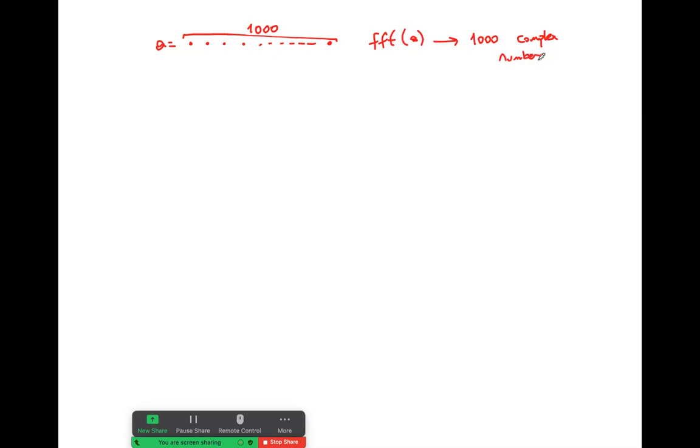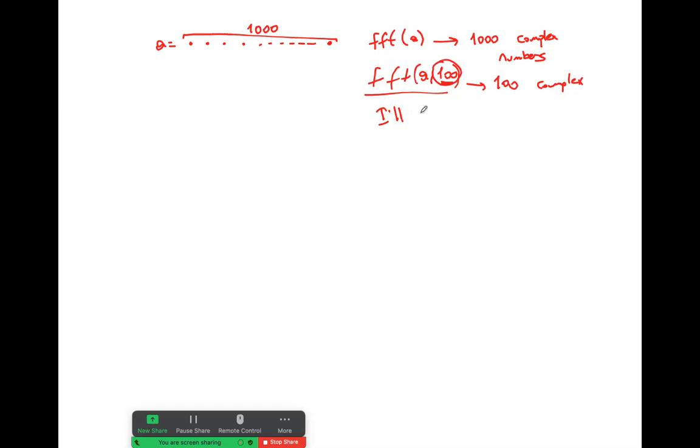Okay? If I do FFT of 100, I will get 100 complex numbers. Why do I change this? Why do I need to do such a thing? Bakın, şundan dolayı. What does this mean, FFT of 100?